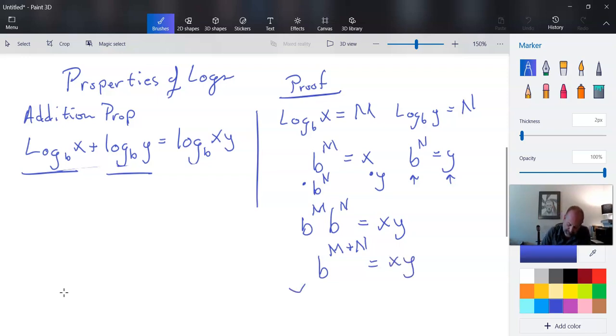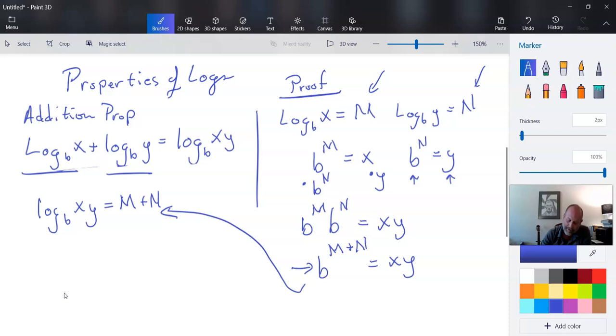Now I'm going to jump over here. If we rewrite this one in logarithmic form, that would be log base b of xy is equal to m plus n. Well, look at what m and n are. I have log base b of x and log base b of y. So if I just substitute that back in, what I end up with is that log base b of xy is equal to log base b of x plus log base b of y.